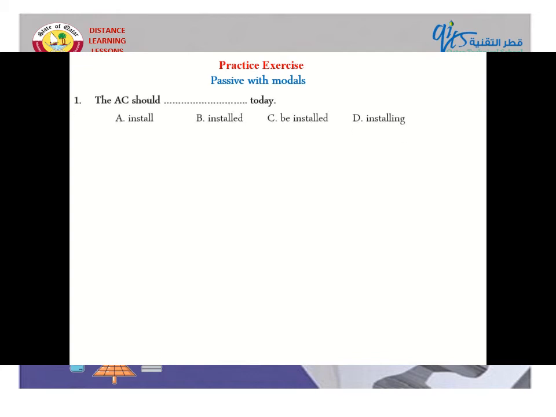So number 1, the AC should, okay, today. So we already have the modal. We need be plus past participle. So it's not A, wrong, B, wrong, C, correct, be plus past participle.